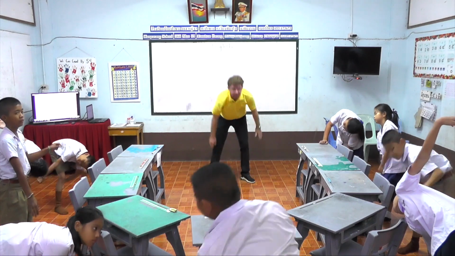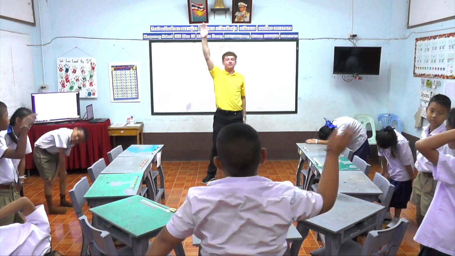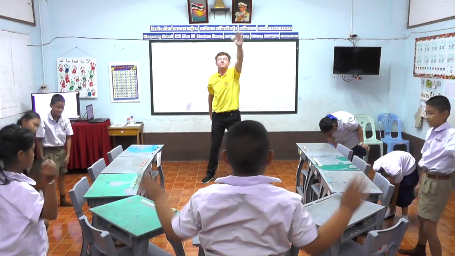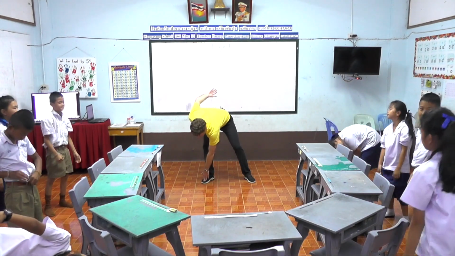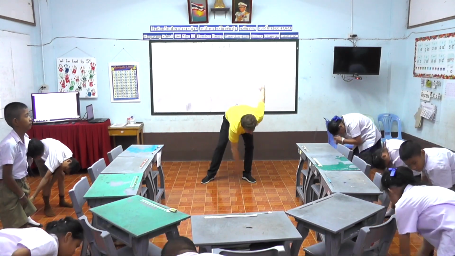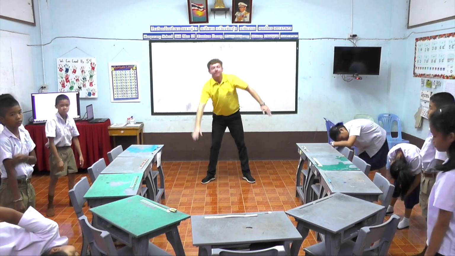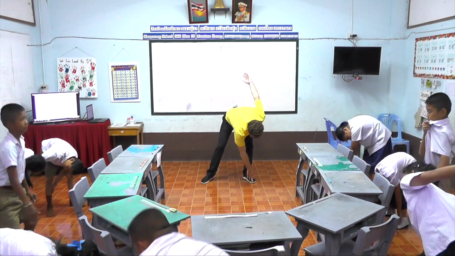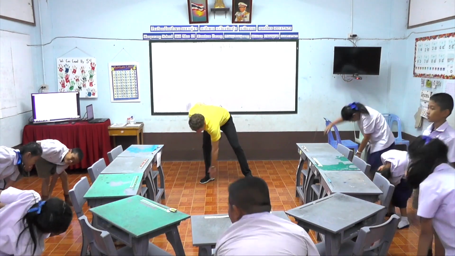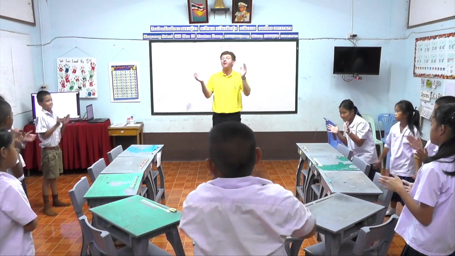And then back up, left hand, right foot. Right hand, left foot. Left hand, right foot. Right hand, left foot. Left hand, right foot. Right hand, left foot. Left hand, right foot. Excellent, guys. And to finish, we'll have 5 claps. 1, 2, 3, 4, 5.